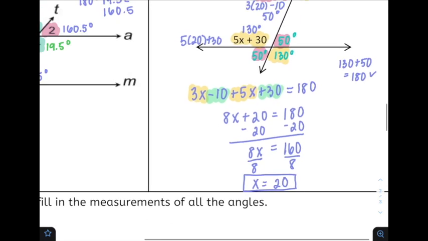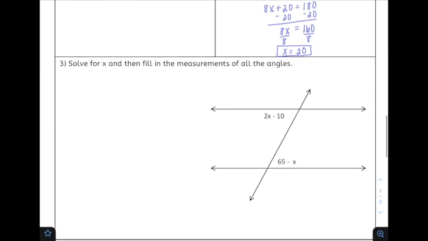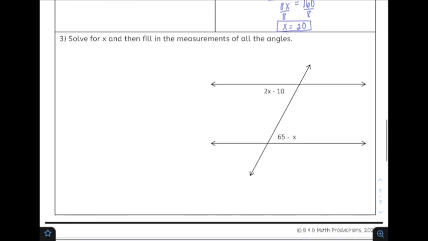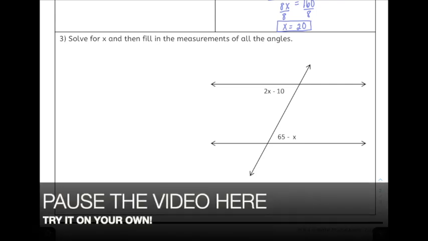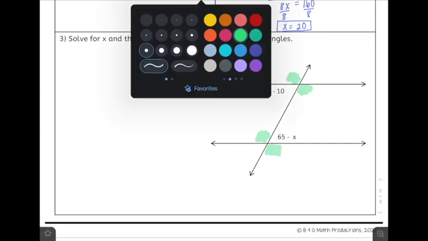All right, let's try number 3. So same kind of concept of solving for x and then fill in all the angle measurements. Pause the video here. You're going to try this one on your own and come back and check your answer. So this one was a little tricky because you are going to have to deal with your fractions.